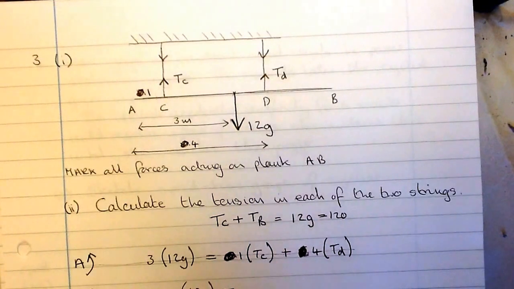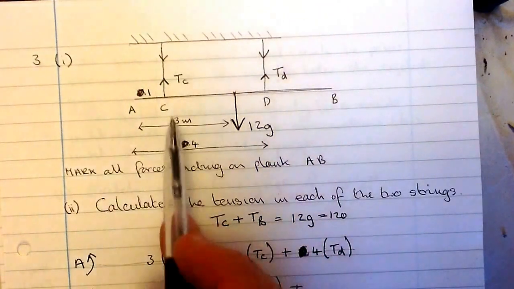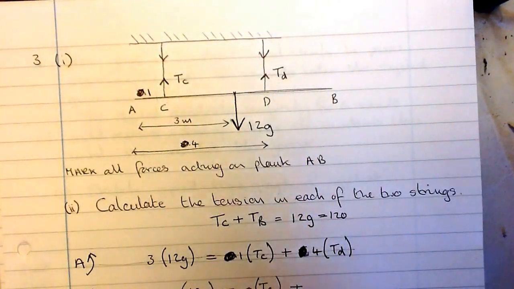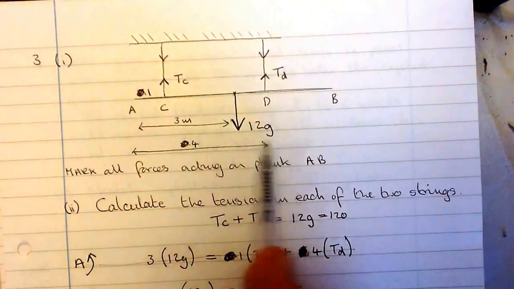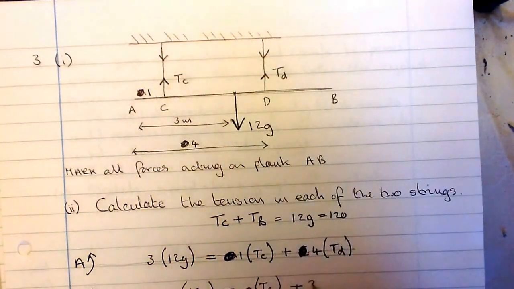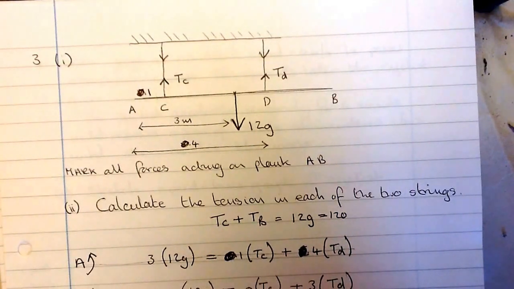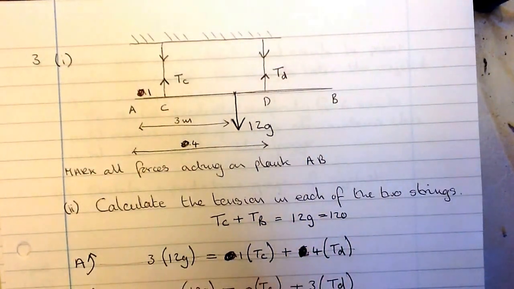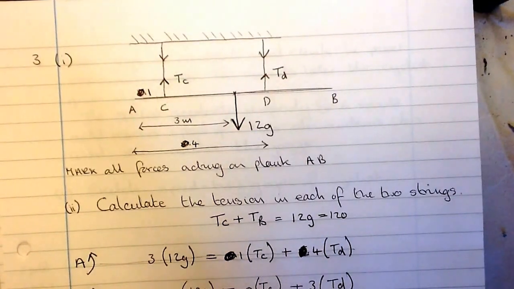And then the anti-clockwise moments, nothing times TC, because it's no distance from the pivot, plus from C to D is 3 metres, so it's 3 times TD. So straight away we can get TD is equal to 240 over 3. So it's equal to 80 newtons. Since they both add up to 120, that tells us TC must be 40 newtons.